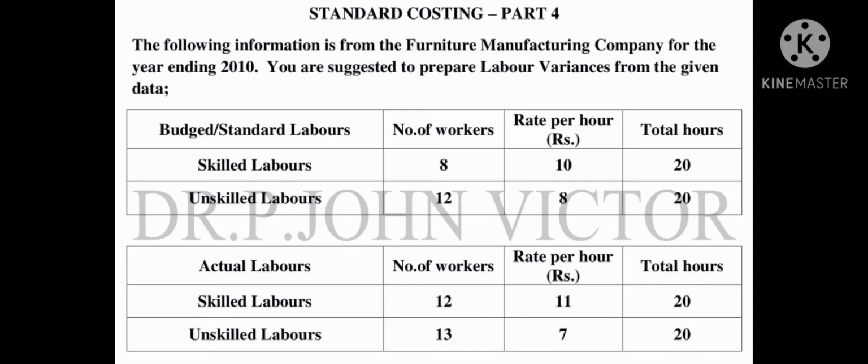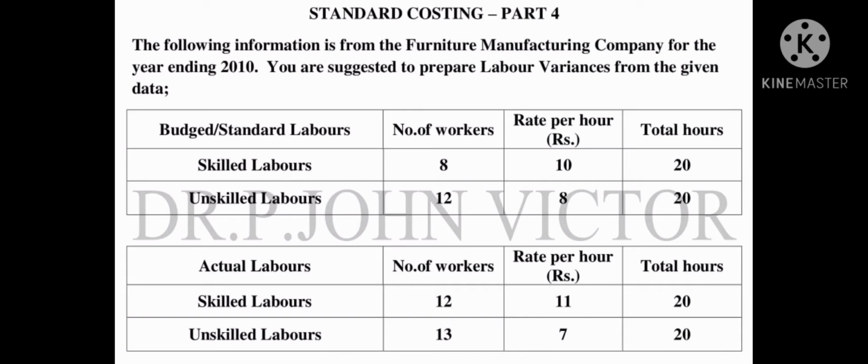Standard costing part 4. The following information is from the furniture manufacturing company for the year ending 2010. You are asked to prepare labor variances from the given data. Furniture manufacturing company information or data given below. We have to use this data to prepare the labor variances.